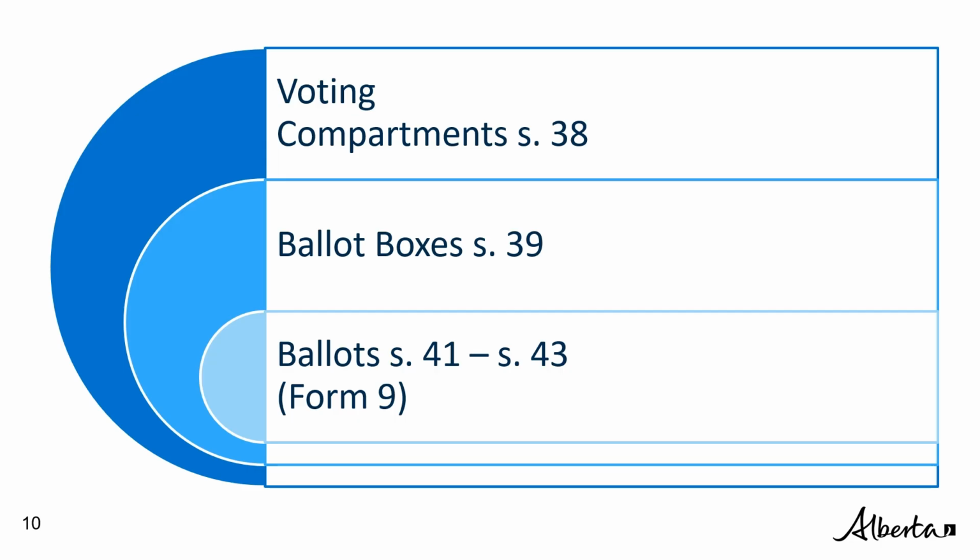Ballots are addressed in sections 41 through 43. The returning officer is responsible for printing a sufficient number of ballots using Form 9. Separate ballots must be used for each office. Ballots must contain a brief explanatory note stating the maximum number of candidates who can be voted for in order not to make the ballot subject to rejection.